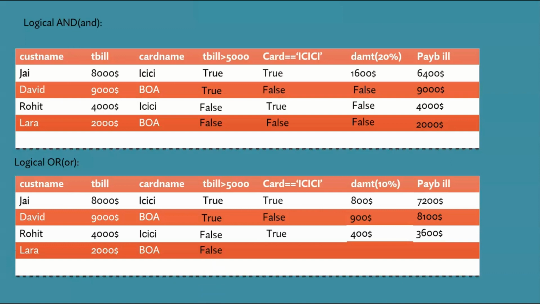Likewise, Lara has shopped for less than 5,000 and she's also not using ICICI, she's using a Bank of America card. So I'm not going to give her any discount and she's going to pay the full amount. So this is how it works with logical operators and different conditions and different requirements.